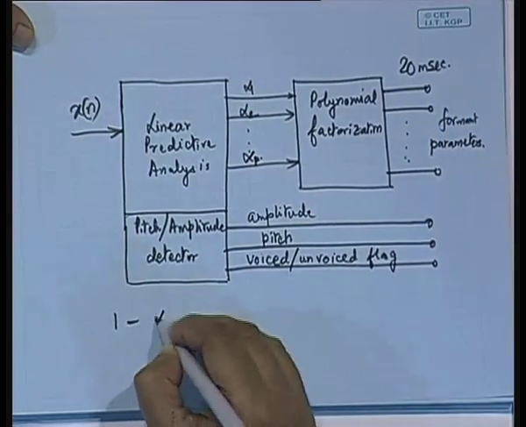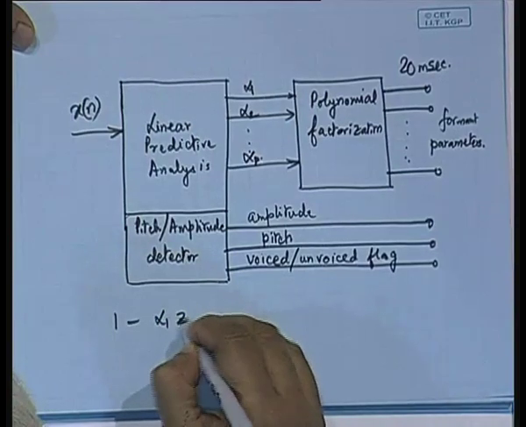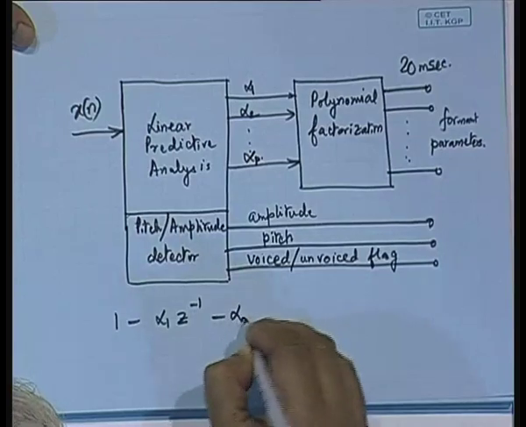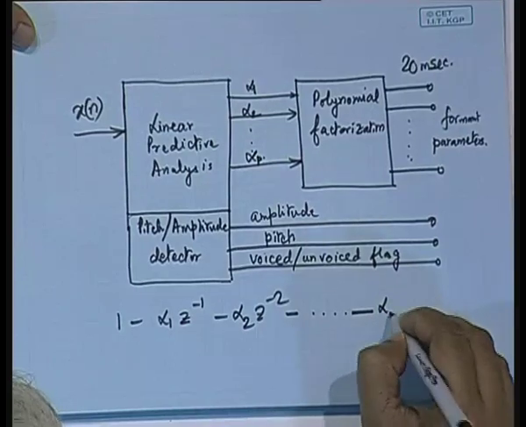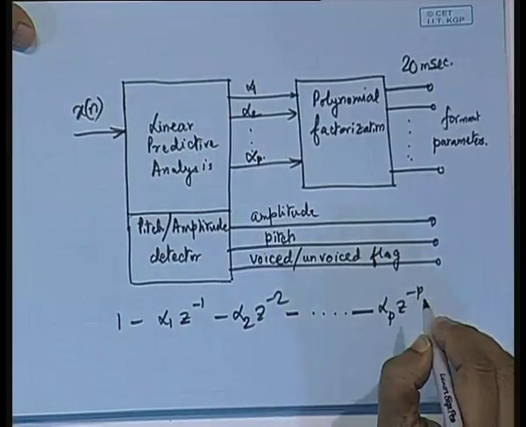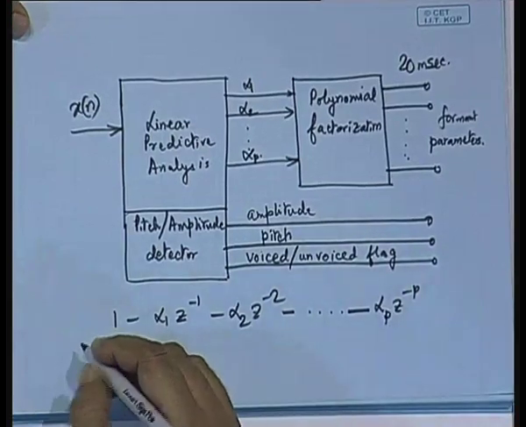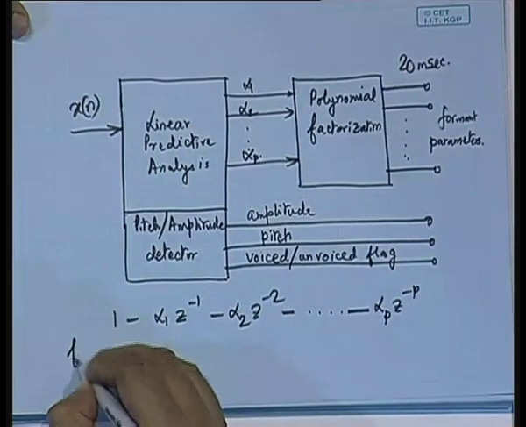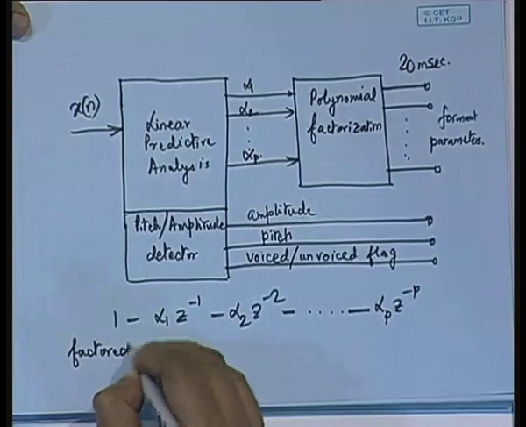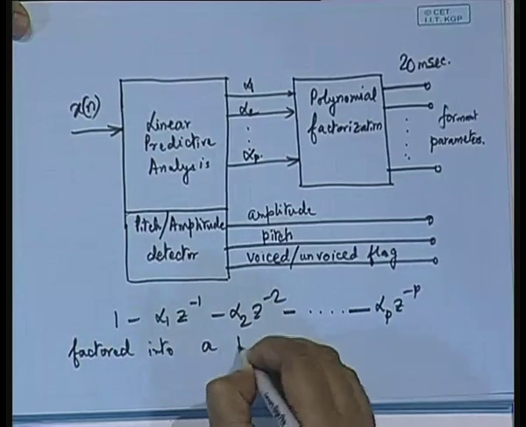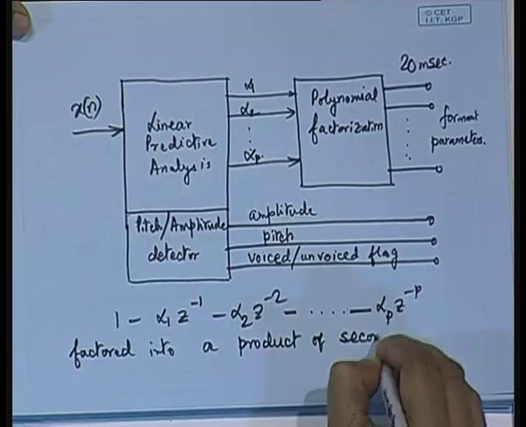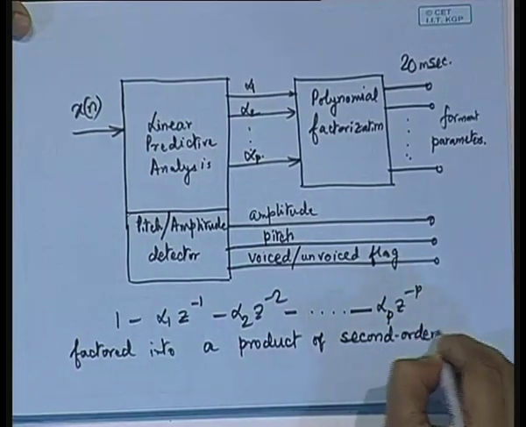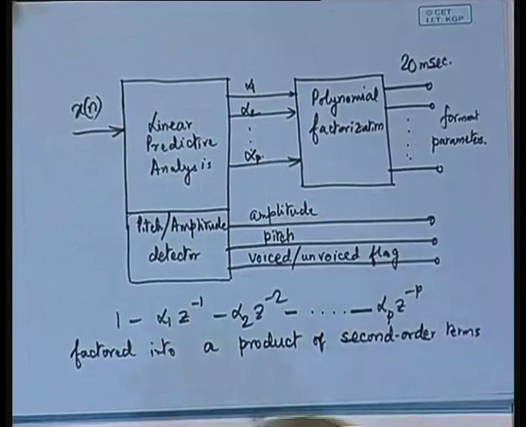But the only thing is that this polynomial factorization, that means to say the factorization of this quantity, that is 1 minus alpha 1 z to the power minus 1 minus alpha 2 z to the power minus 2 etc. up to minus alpha p z to the power minus p, okay. This has to be factored into a product of second order terms, and then we will be able to extract the complex roots after this factorization.